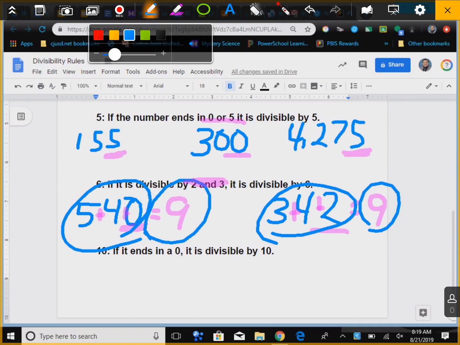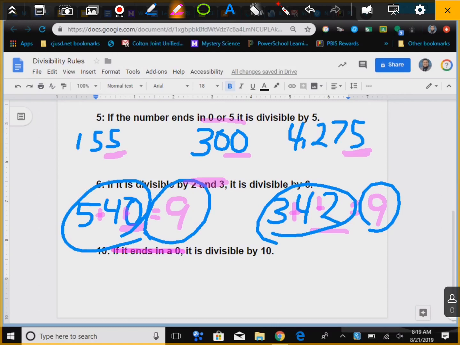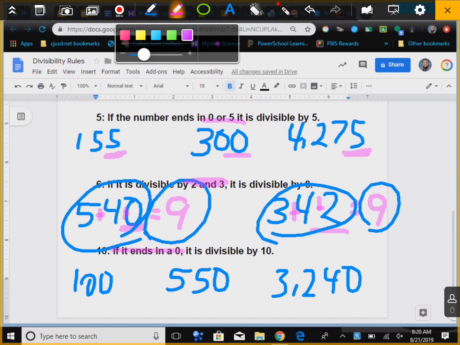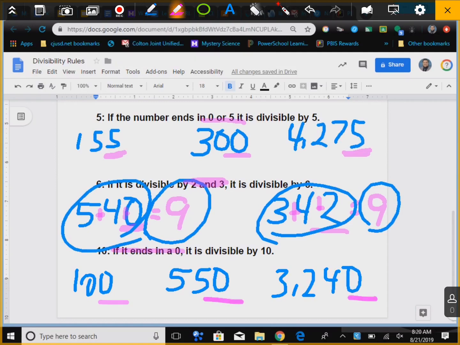The divisibility rule for 10 is, in my opinion, the easiest one. All it is, if it ends in a 0, it's divisible by 10. So whether it's 100, 550, or 3,240, those are all divisible by 10 because they all end in a 0.